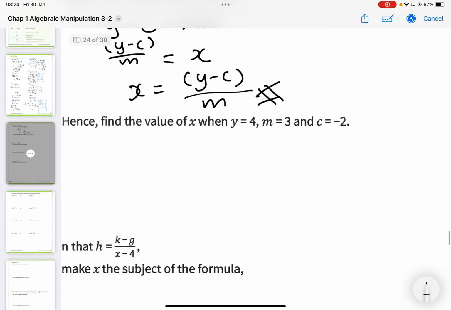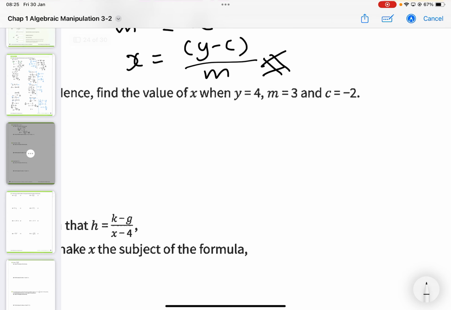So how do we do substitution? I copy whatever that I'm not substituting. X, I'm not substituting, so I still put X. Equal sign, I still put equal sign. Bracket, I'm not substituting, so I also put my bracket. I am substituting Y. Y is 4.